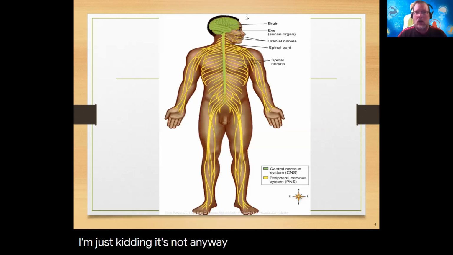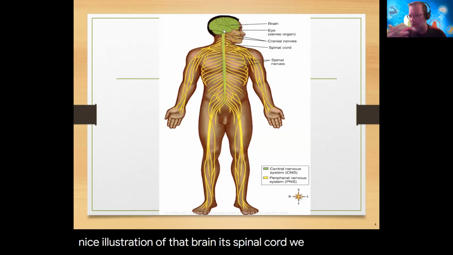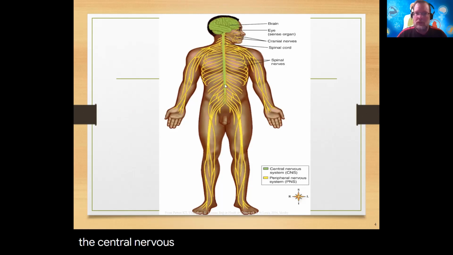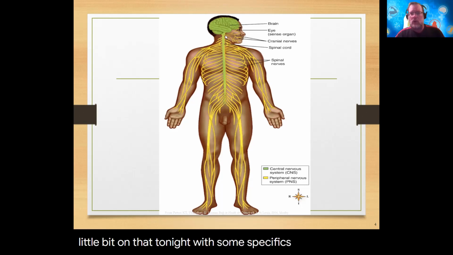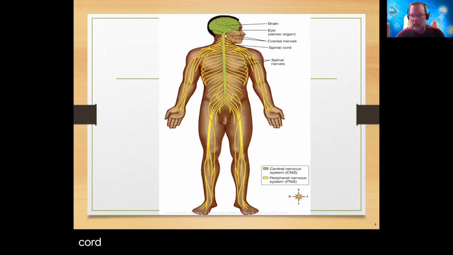Yeah, anyway. All right. So brain. Here's a nice illustration of that. Brain and spinal cord. We know that's the central nervous system. And so we're going to focus a little bit on that tonight with some specifics. My goal is to get through the spinal cord. Now, next Tuesday, we'll pick up on the central nervous system, talking about the brain, and then we'll get in on the peripheral nervous system next week as well.